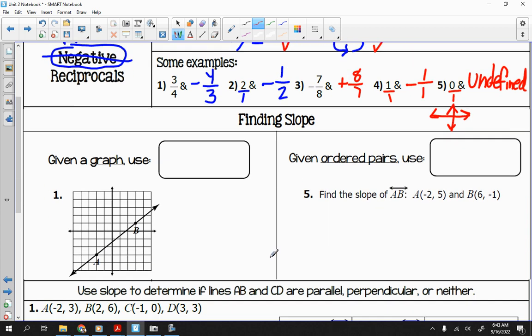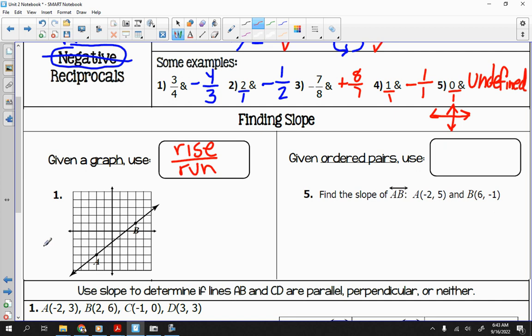Now, before we go on, a brief review of slope. If you are given a graph, we don't want to use the graph formula. It takes too much time. We can easily do it if we simply do rise over run. If we do rise over run on a graph, it's much, much quicker. So let's talk about our process for doing this.